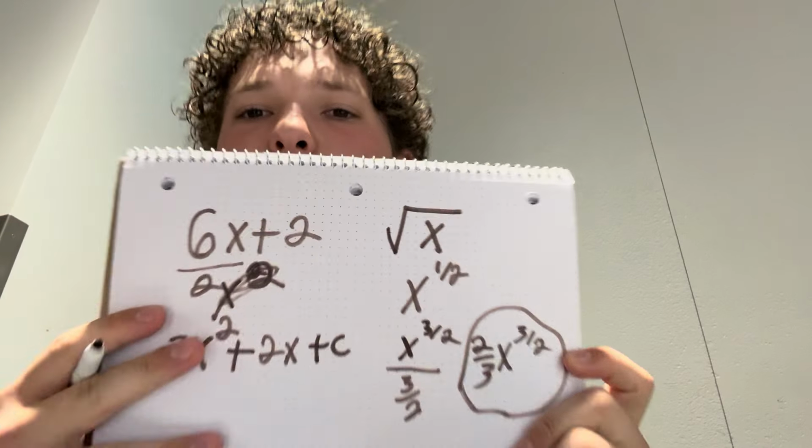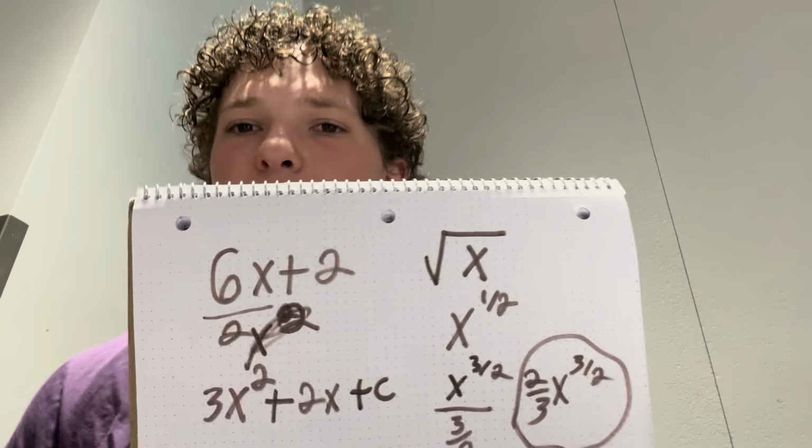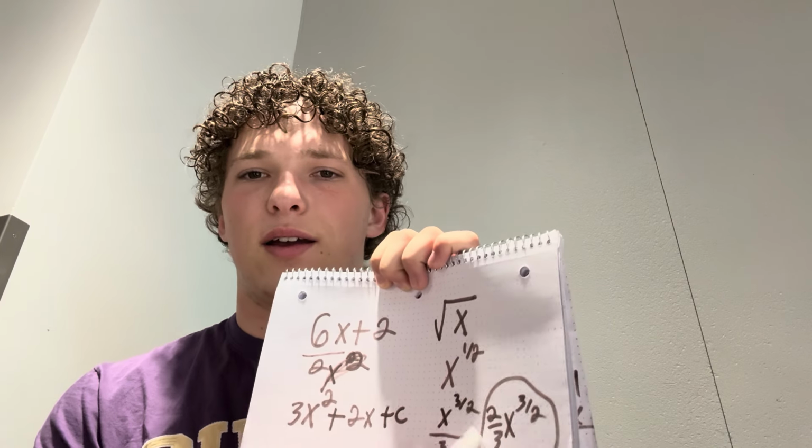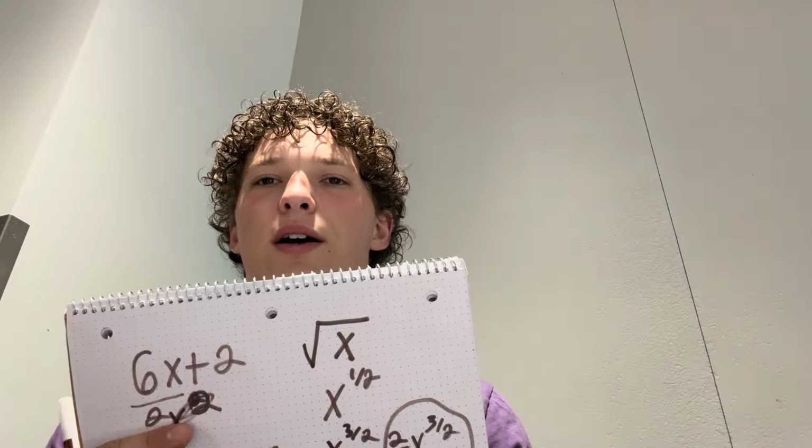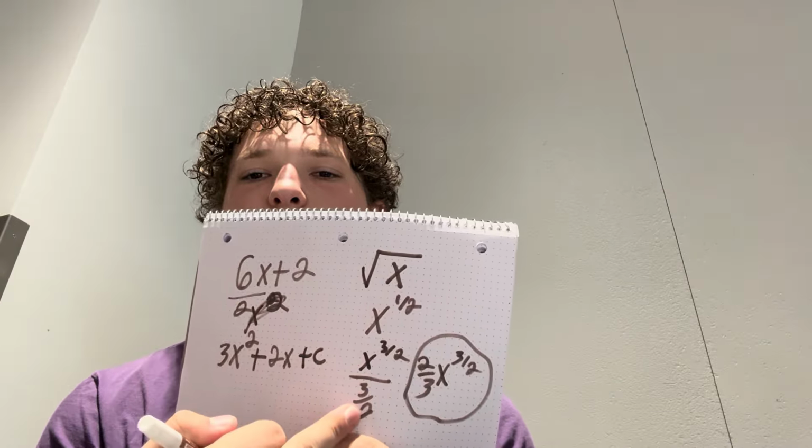So, this thing circled right here. Here's your answer: 2/3 x to the 3/2. That is the square root of x antiderivative. Yeah, it's pretty easy. I explained this a bunch of times. Dividing by 3/2 is the same thing as multiplying by 2/3. Oh, what if the coefficient is 7/3? Dividing by 7/3 is the same thing as multiplying by 3/7. So you don't have to do a whole other division equation. You can just multiply by the reciprocal. That makes it much easier.